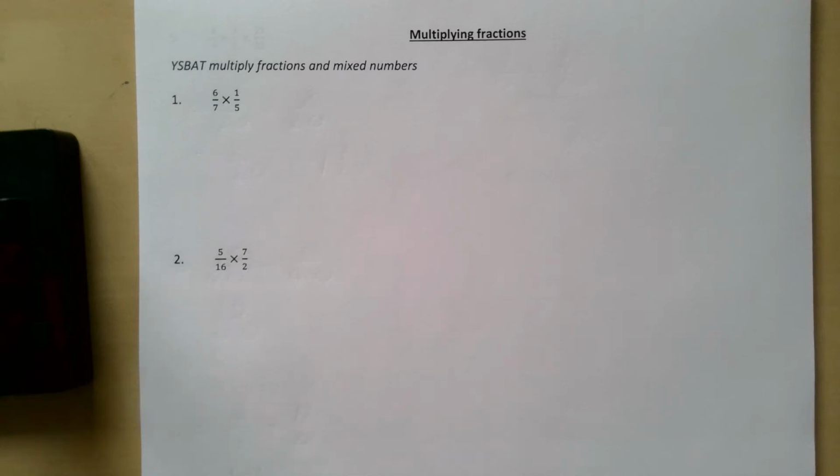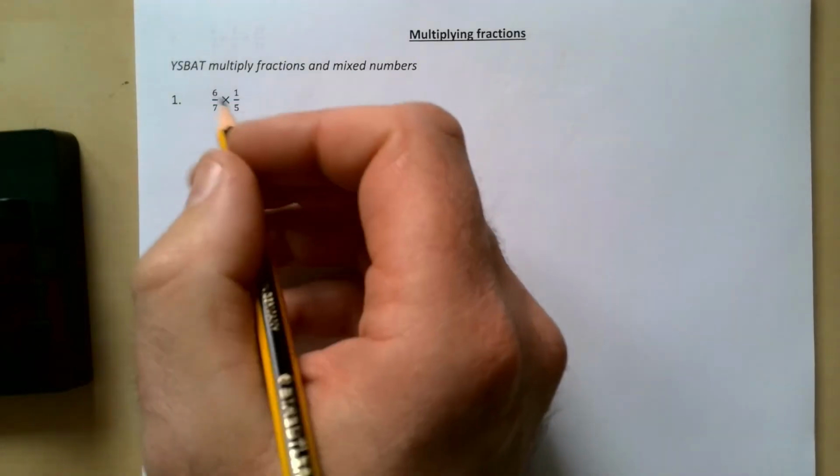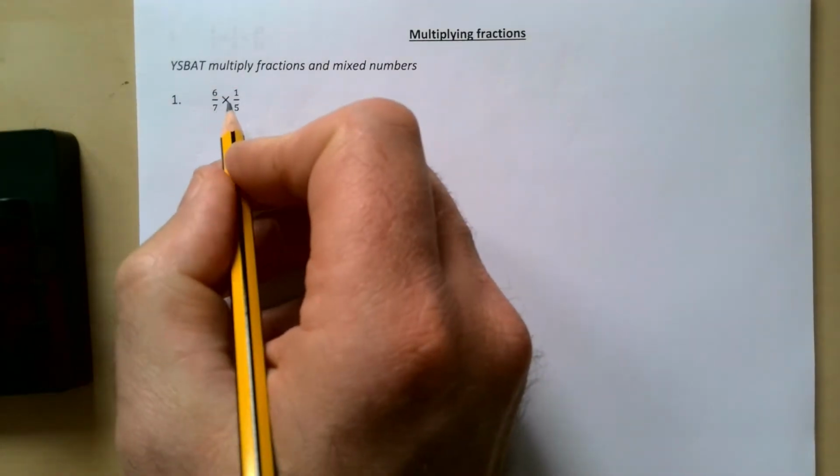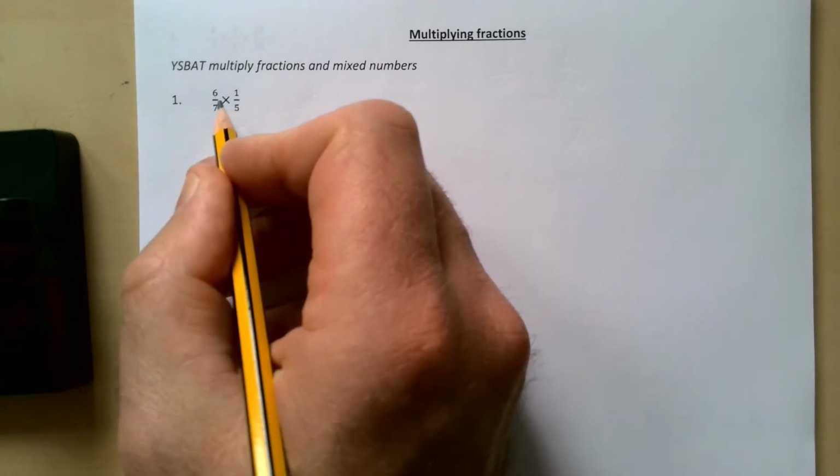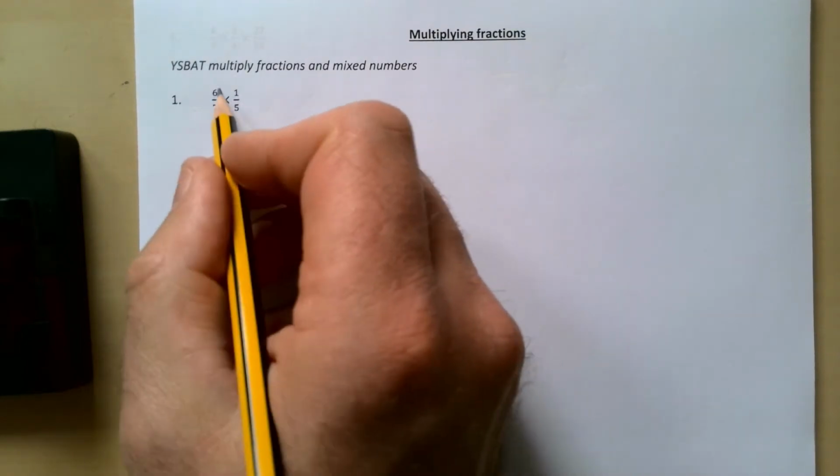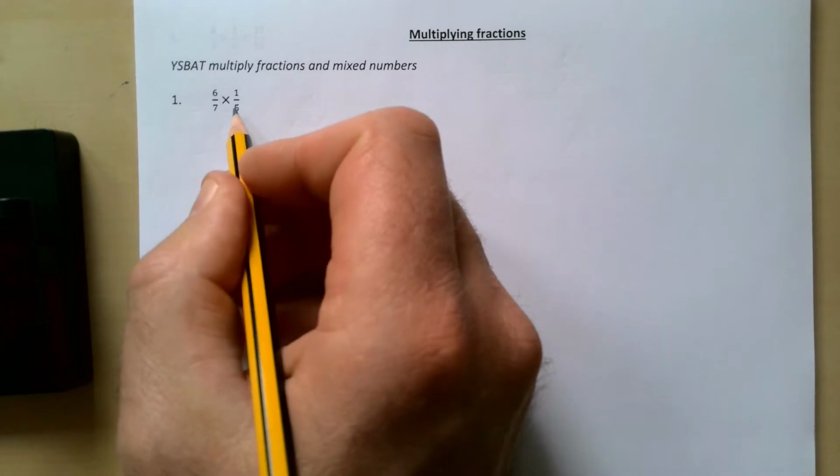This is year 9 notes. We're in unit 1 and we're looking at multiplying fractions. So multiplying fractions, you may be glad to hear, is nearly more straightforward than adding them. You don't need a common denominator, and the rule is simply top times top, bottom times bottom.